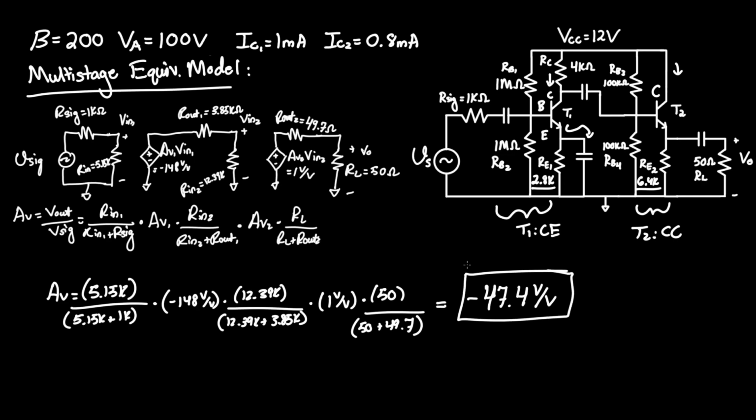If you've made a lot of different assumptions than I have for, let's say, thermal voltage, you might get a slightly different answer of plus or minus 0.2 volts per volt, but as long as you're in this general area, you're good.